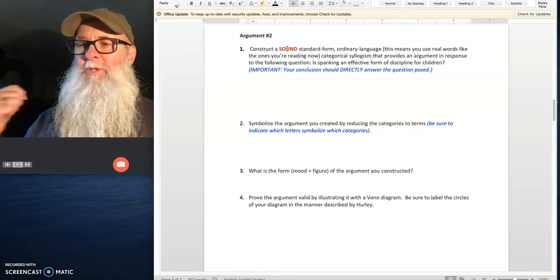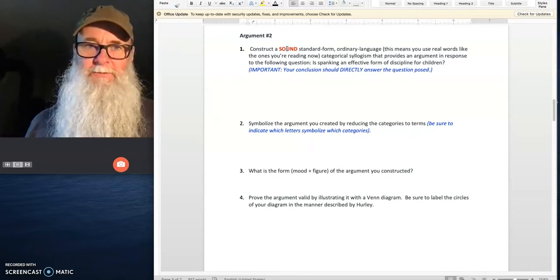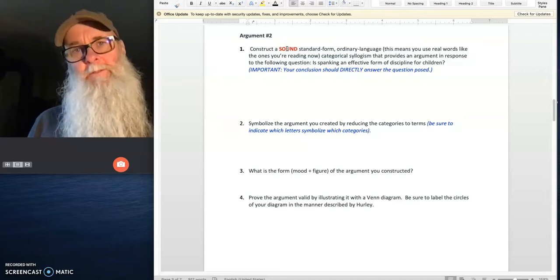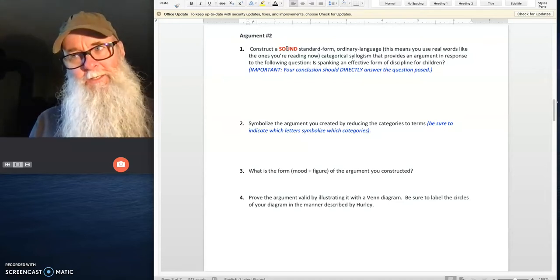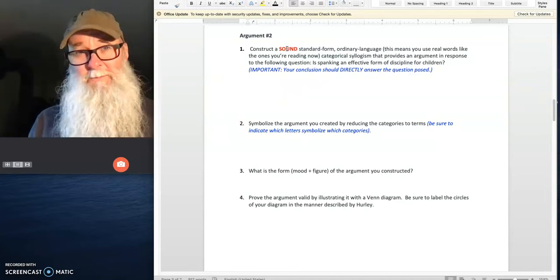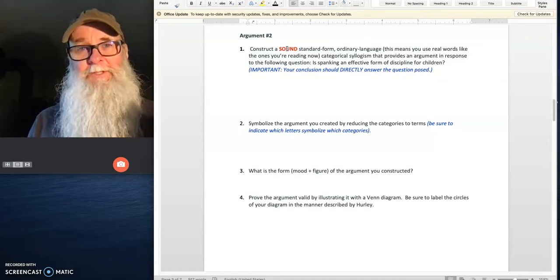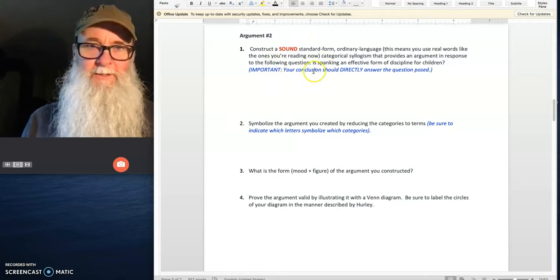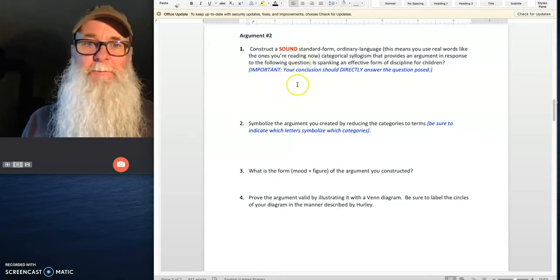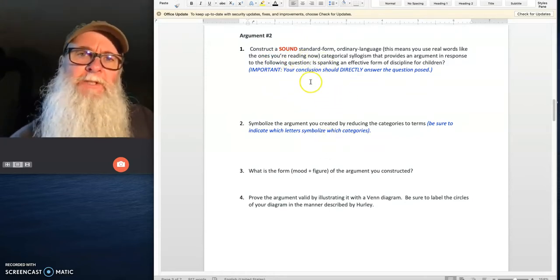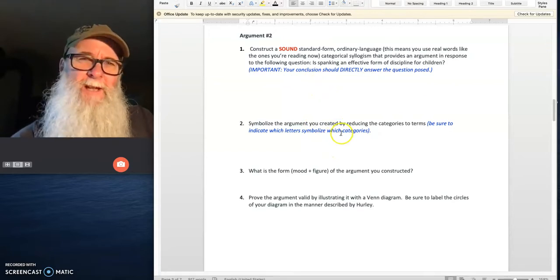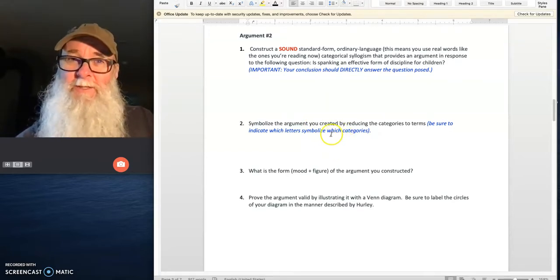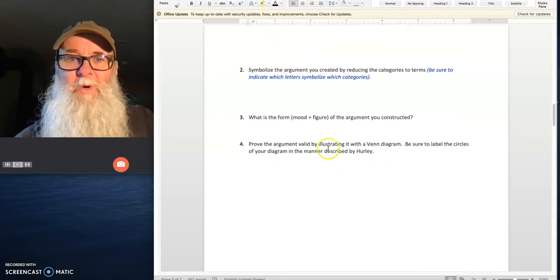It just means that you think you can make a good case in support of those 2 premises. Now, that document, how to construct a standard form categorical syllogism in response to a question, if you follow the steps on that document, it will help you tremendously with problem number 2. Okay, and then you can see, once you've got your argument constructed, now you're being asked questions that are sort of like some of the questions you were asked for argument number 1.